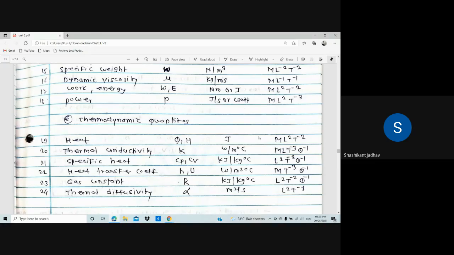Okay, all of you understood what is meant by dimensional analysis, what is the use of dimensional analysis, what is meant by dimensions, what is meant by fundamental quantities, what is meant by derived quantities, what is meant by dimensional homogeneity, and what are the applications of this. Then we have written the dimensions of the different quantities: fundamental, geometric, kinematic, dynamic, and thermodynamic quantities. So all of you complete the thermodynamic quantities, that is heat, then thermal conductivity. Write down the symbol of each, unit of each, and dimension of each term. Okay, so all of you write down the thermodynamic properties.